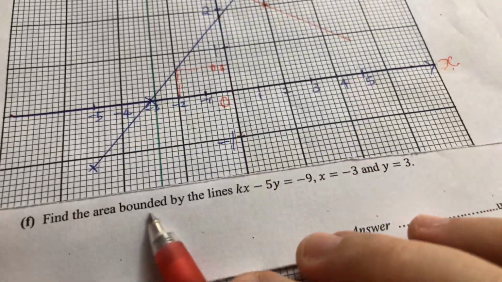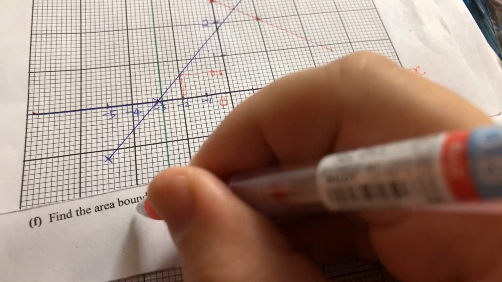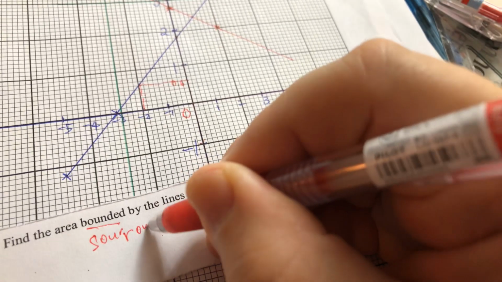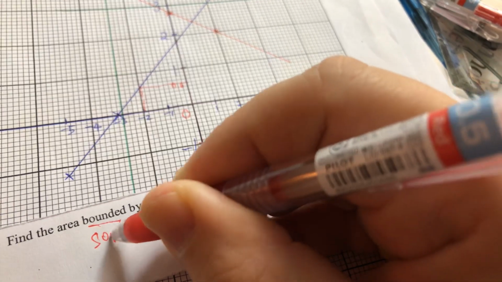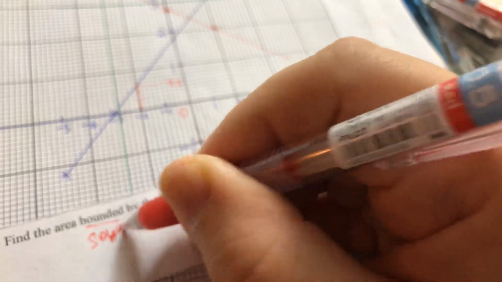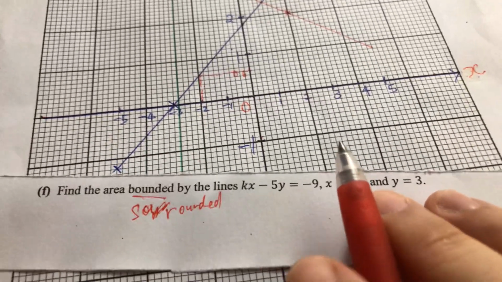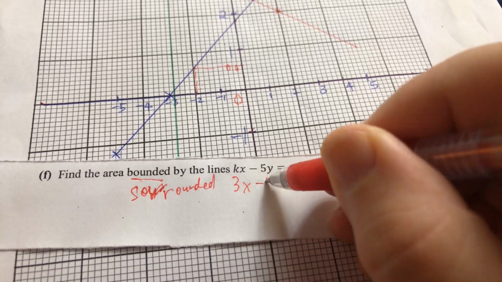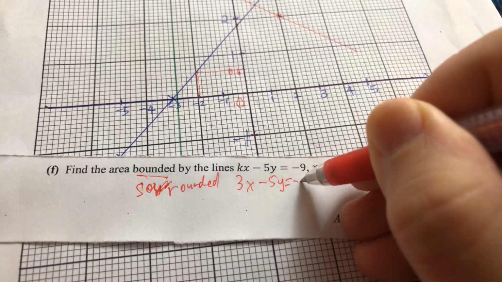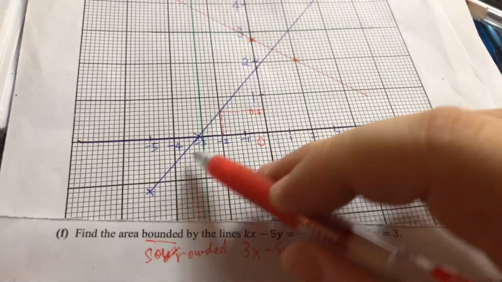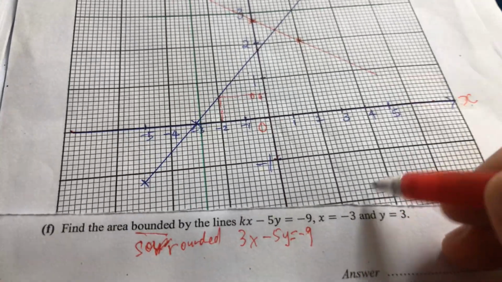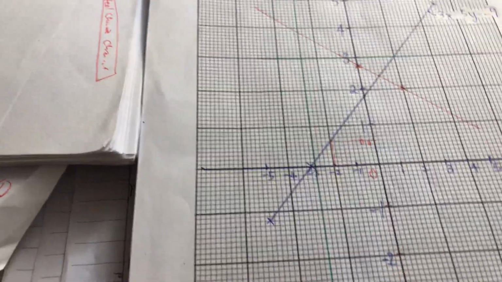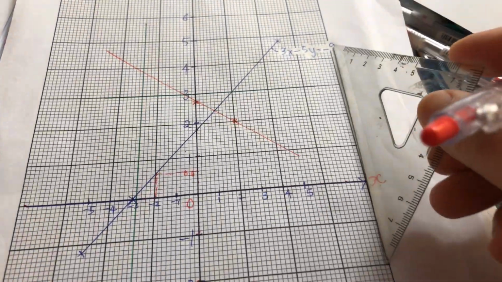Find the area bounded by the lines. Bounded means surrounded. So you have already drawn this line, you don't forget you already drew this line. Remember just now we found it to be 3. This line is this blue line, this blue color one. So you now need to draw this other line, x equals minus 3. How to draw x equals minus 3? It is a vertical line.